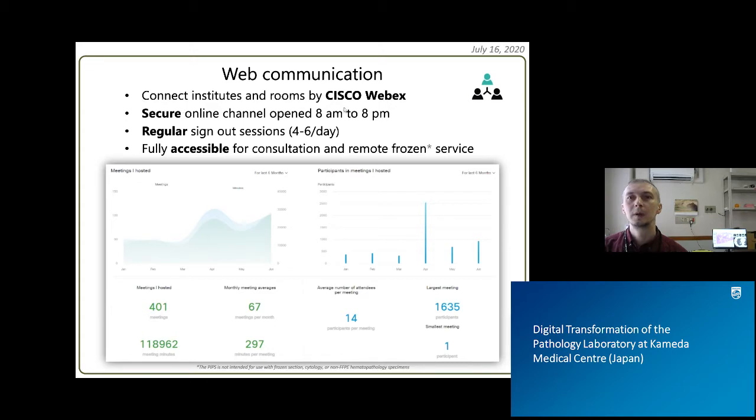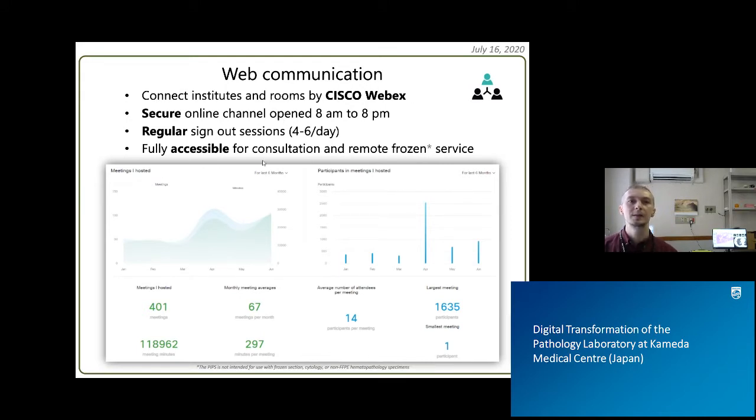And for that, you can rely on any vendor. What we chose for ourselves is Cisco WebEx. We connect institutions and rooms by this system, which offers a secure online channel. Usually we are open from early morning to late night, and it helps us to have regular sign-out sessions using WebEx.